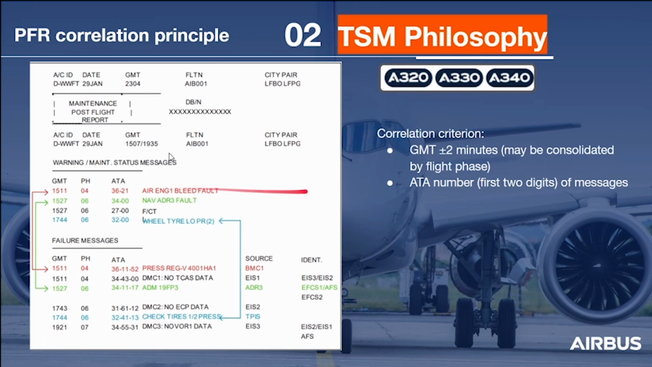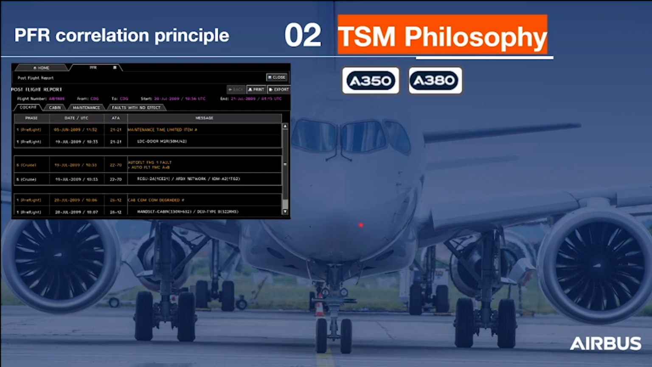On the A350 and A380, the principle is similar, but the look is different. Also, it's easier because the correlation is made directly by the onboard maintenance system. As I explained before, on A350 we have four classes: class 1, cockpit effect; class 3, cabin effect; class 6, maintenance effect; and then class 0, faults with no effect.